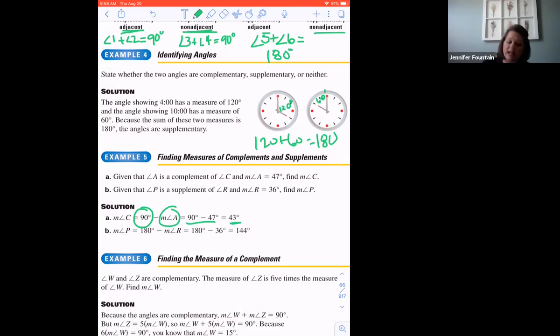Letter B, given that angle P is a supplement of angle R, supplement 180, and angle R is 36 degrees, I need to find the measure of angle P. Again, I start with knowing that I have 180 degrees as my supplementary angle. I subtract the angle that I know, which is angle R. So I've got 180 minus 36. The supplement would be 144. Okay.